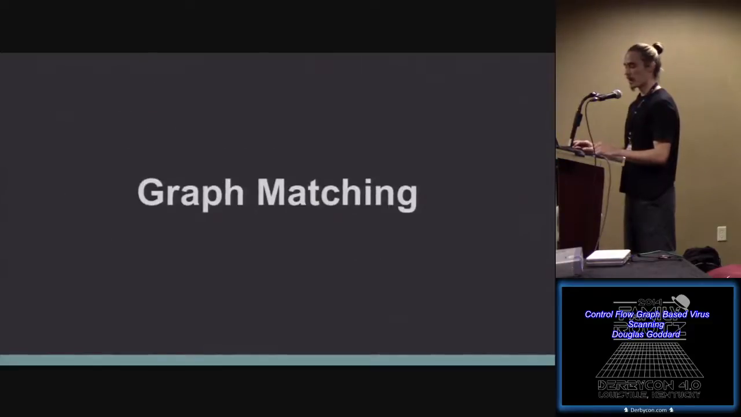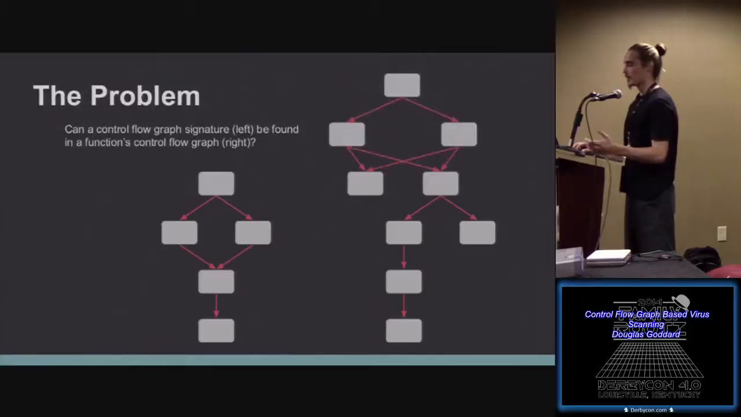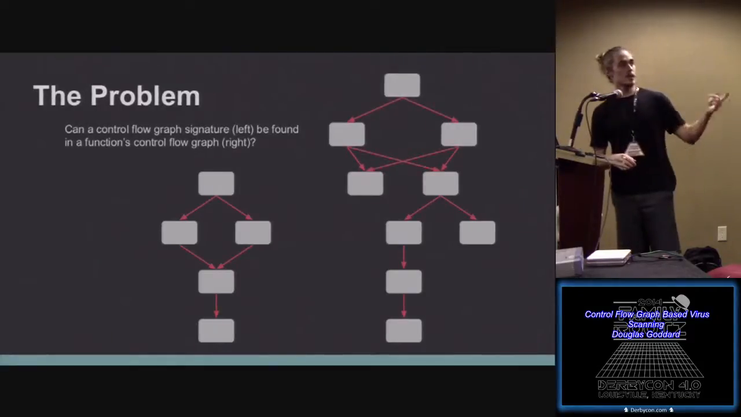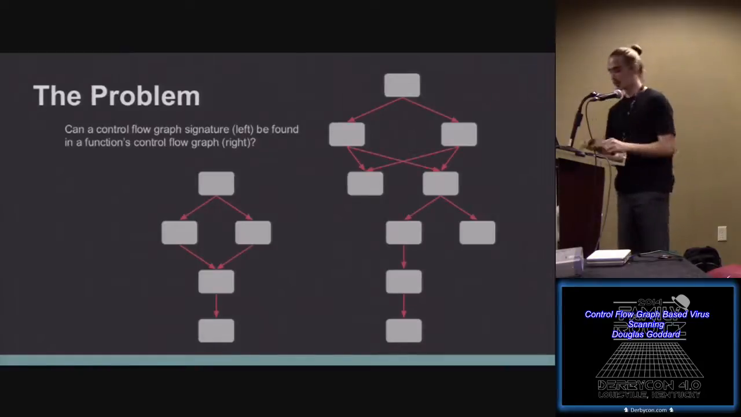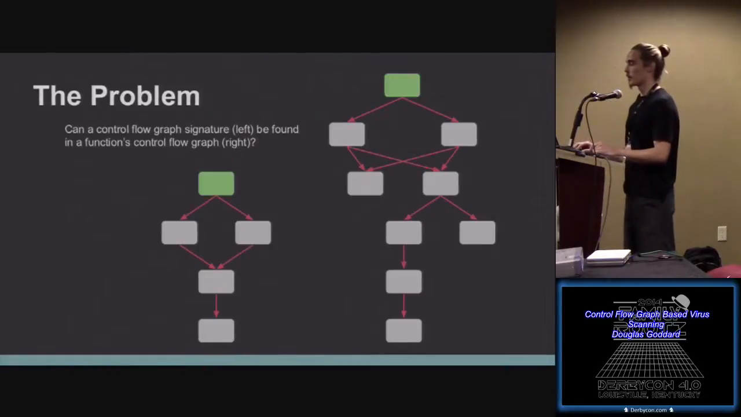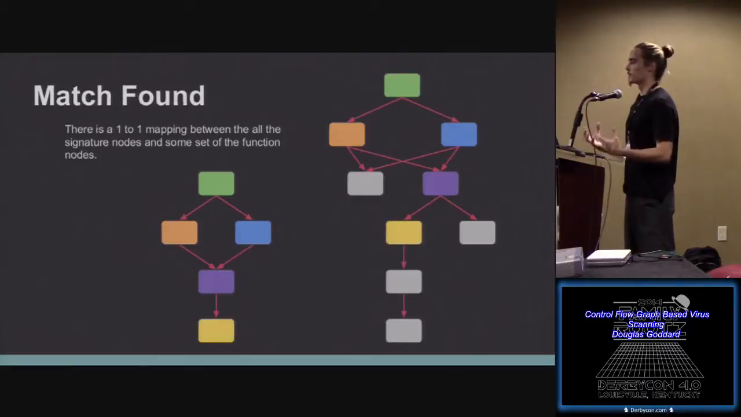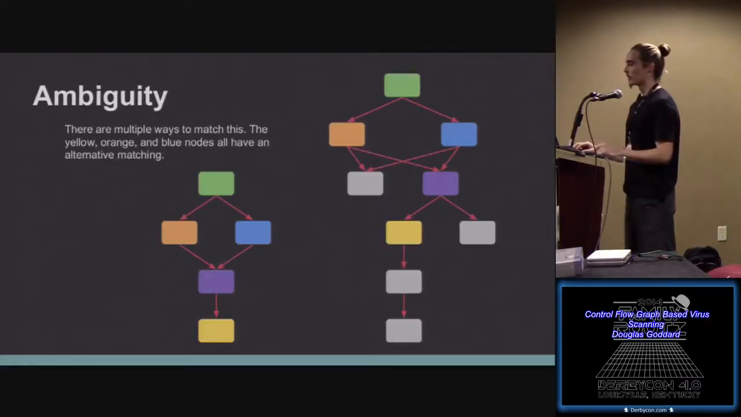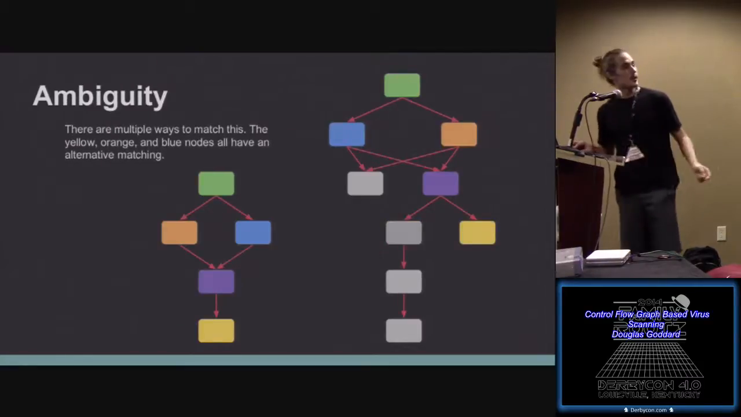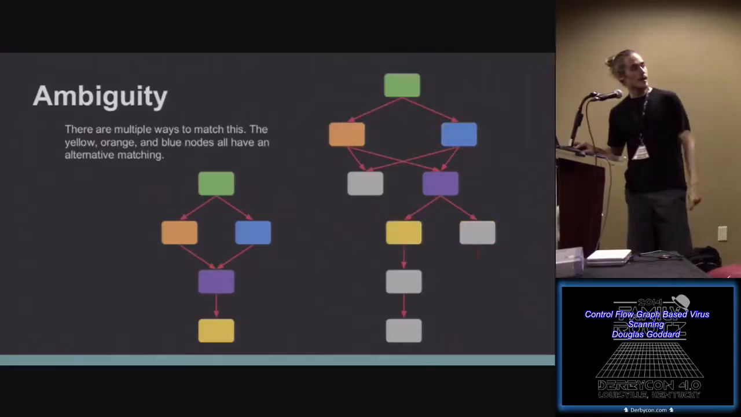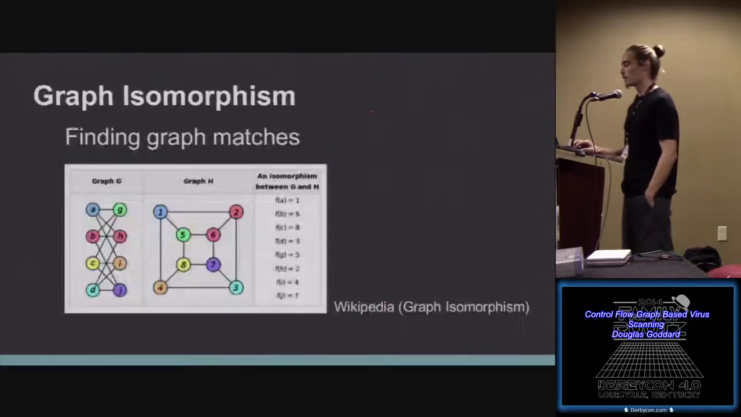So now we are at graph matching. The problem that I was facing is, how could I find the signature on the left in the function on the right? So clearly there's a match on the first node, the second, third, fourth, and fifth. It's very easy for humans to find that match. But if you are a computer, there's some ambiguity. The nodes at depth 1 can have 2 options, and the node at depth 4 can have 2 options. So keeping track of that is really hard.